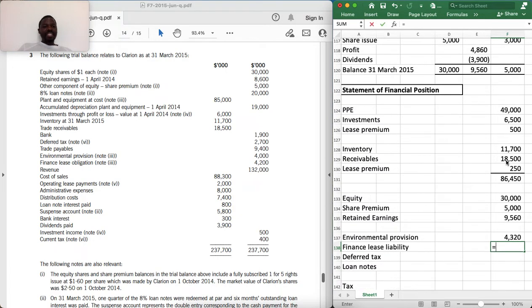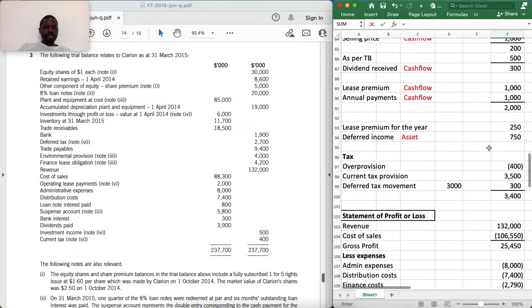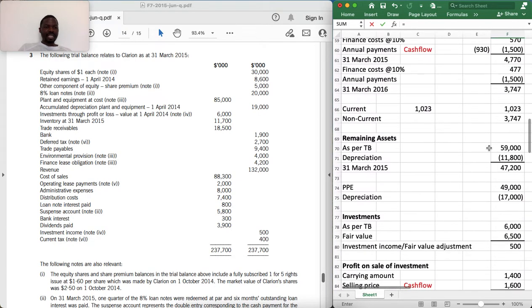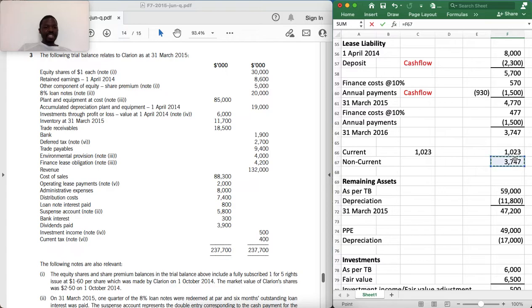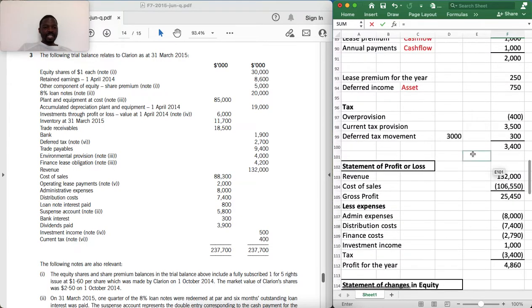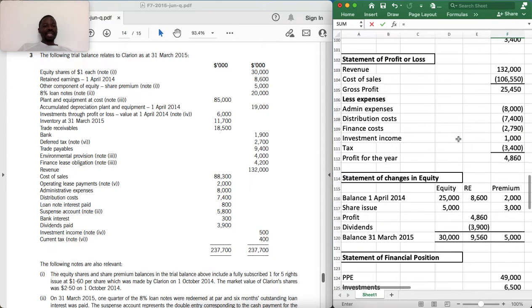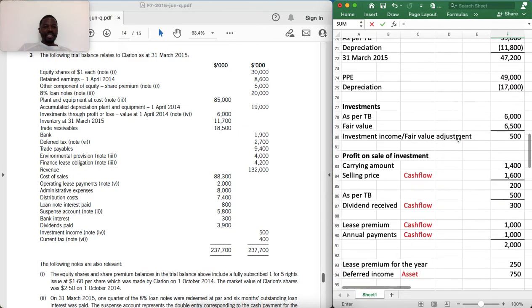Finance lease liability, we calculated this figure, the non-current portion and the current portion. We calculated these figures above. Let's go and take them. The non-current portion is that. Deferred tax, we calculated it above. Let's go and take this closing deferred tax. The loan notes, we calculated it as well above. Let's go and take them in our workings.